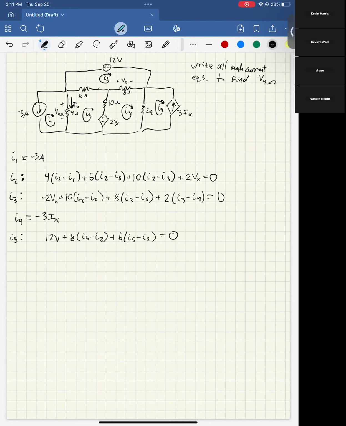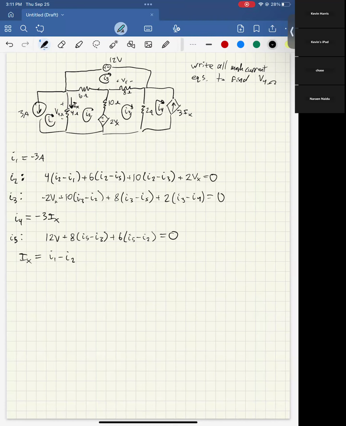Then we need to define our two things that are used in our dependent sources very quickly. So IX, we'll call it IX. Since it's going down between two branches, it's going to have to be the sum of these two currents in some way, or the difference. Since it's defined as going down, we're going to use I1 as positive because that's the one that agrees with it. So we will see that IX is I1 minus I2.